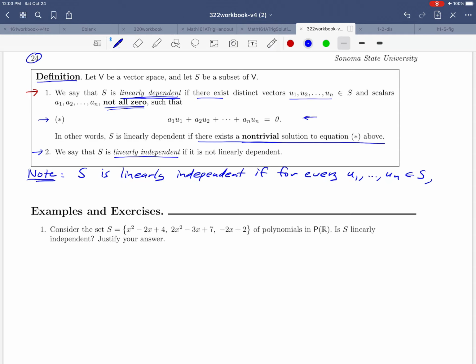That's kind of confusing, but if it's not the case that there exists a non-trivial solution, what that's really saying is that the only solution to star is the trivial solution, where we make all of the a's equal to zero. That's how we're going to finish our statement. So equation star has only the trivial solution.